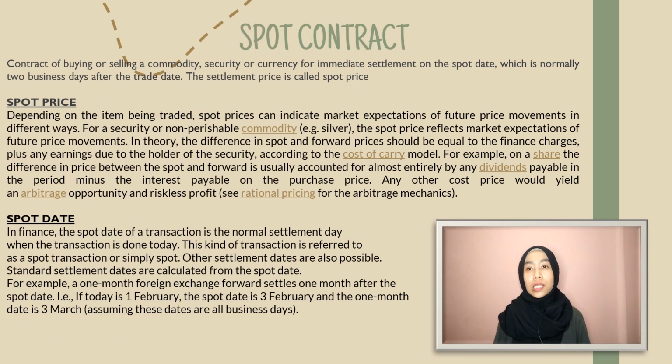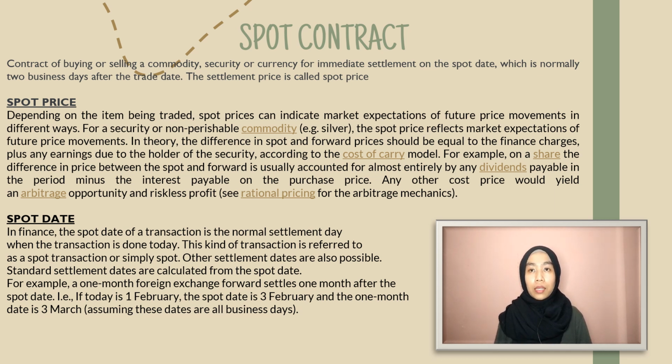Last contract is a spot contract. Spot contract is buying or selling commodities, security or currency for an immediate settlement on the spot date. This normally takes 2 business days after the trade date. The settlement price is called the spot price. Spot price depends on the item being traded. Spot price can indicate market expectation of future price movement in a different way.